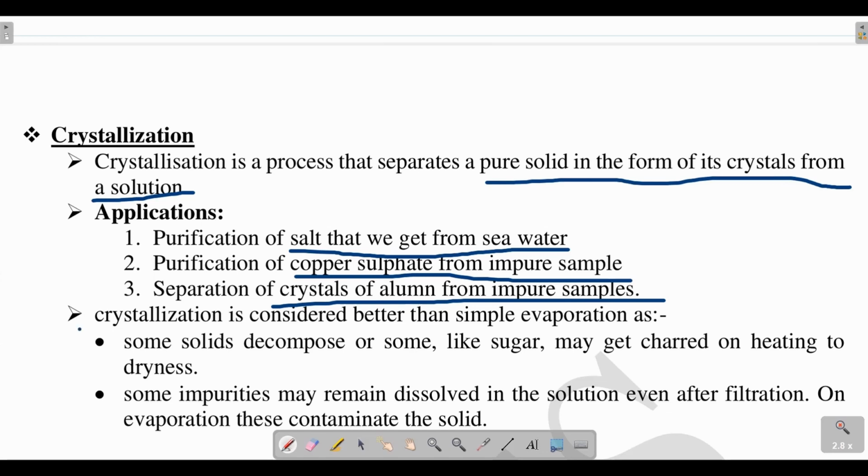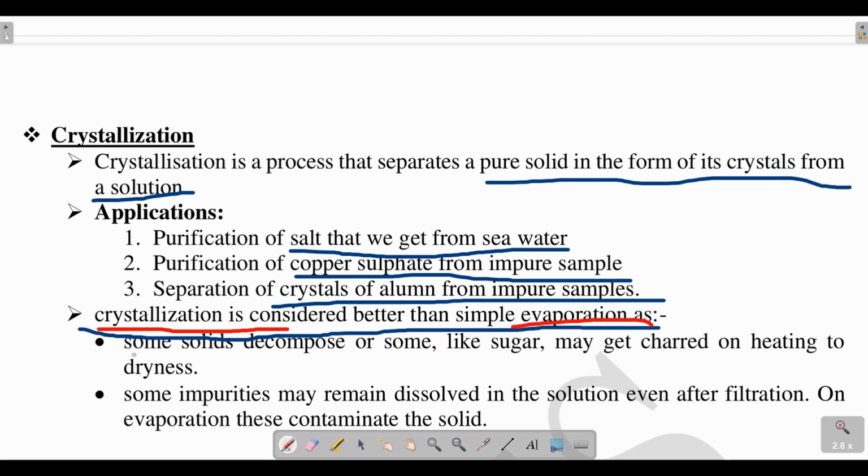And why is crystallization considered better than simple evaporation? You may be thinking that crystallization is used for separating solids from liquids. Evaporation is also the same, just keeping the solution for evaporation so that the liquid portion of the solution will be evaporated, and finally the solid portion will be left over. So same, but why is crystallization considered better than simple evaporation?